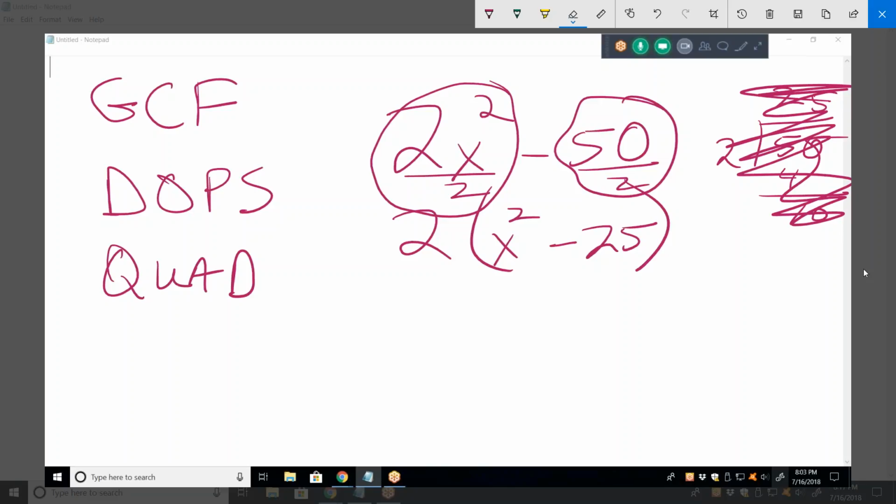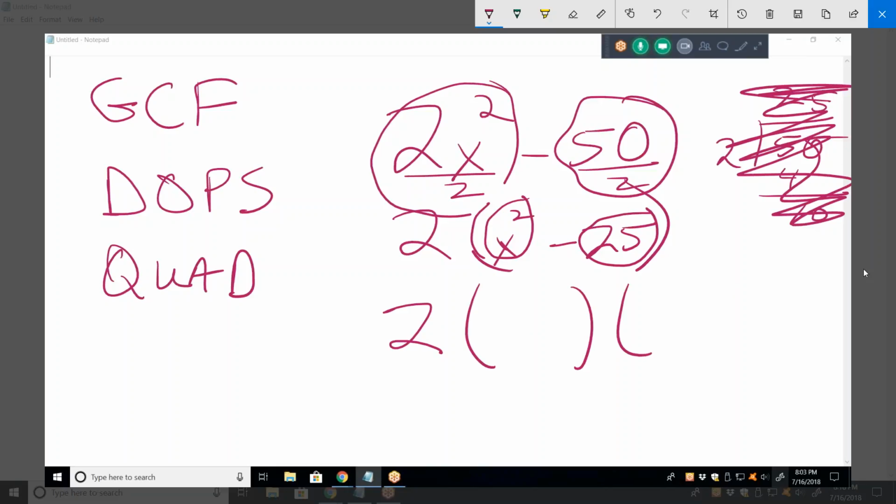Difference of perfect squares. That is a perfect, whoops, hold on a second. I meant to have a pencil. That's a perfect square, and that's a perfect square, and they are being subtracted. So it is the difference of perfect squares. Okay, can't ignore the 2, but I'm going to separate the x squared minus 25 into 2 things multiplied. What are the 2 things?